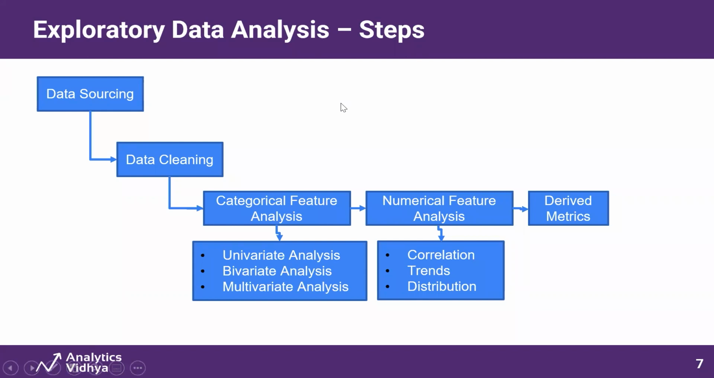Even the trends and the distribution, we can check for the numerical feature. There can be some derived metrics as well. Derived metrics are when you derive some of the data points from your existing data set. Let me give an example. The perfect example can be profit. If your sales data and production cost data is given, then you can derive another column called profit, by subtracting the production cost from the sales to get the profit value. That is one of the derived metrics.